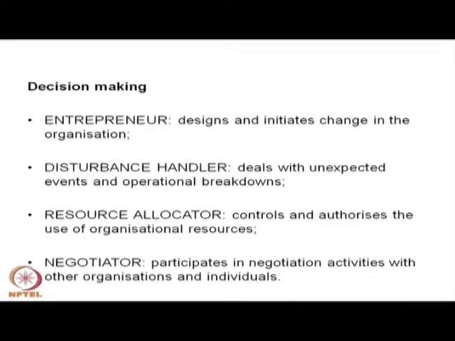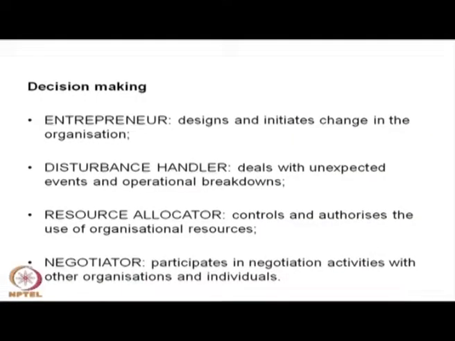Disturbance handler deals with unexpected events and operational breakdowns. This may happen at any time in the organization. You do not know from where the challenge is coming, and the manager has to deal with these challenges. Resource allocator: he controls and authorizes the use of organizational resources. Resources are limited, and we have to get our maximum output with these limited resources so that there is no wastage. The prudence of the manager lies in how best he can utilize and allocate these resources, and it is one of the important jobs of a manager.